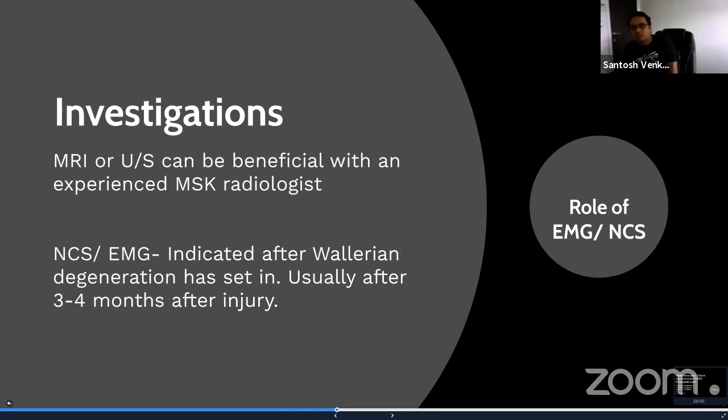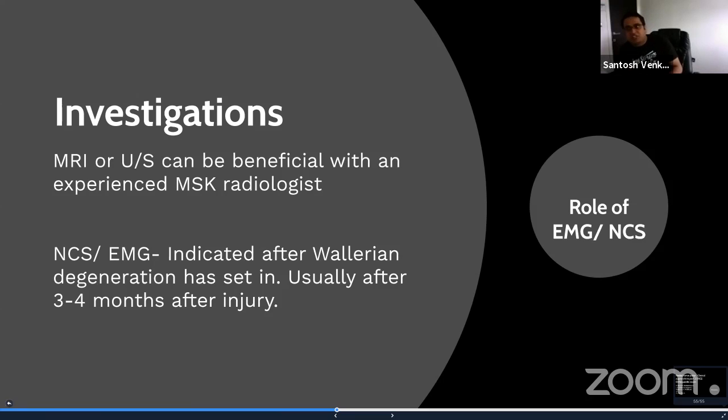What investigations do you do? Most of the time it's clinical. You would know the diagnosis is fairly obvious, but what worries you is the nerve recovering or not. If it is something you worry about immediately after you've done something and you're not sure if the nerve is entrapped in the fracture site or things like that, you could do an ultrasound or an MRI, but you need an experienced musculoskeletal radiologist who can actually trace the nerve and tell you confidently if it is entrapped or not.